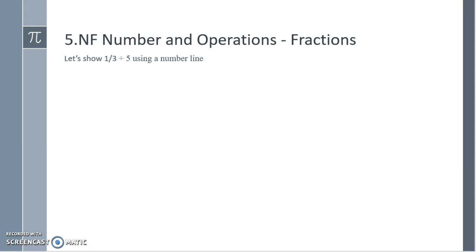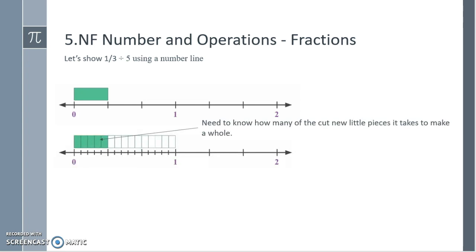Let's show 1/3 divided by 5 using a number line. Here is our number line. I have from 0 to 1 marked off in 3 different pieces, so the piece that we see is the 1/3. Now we need to take 1/3 and divide that into 5 pieces. We need to know how many of the newly cut little pieces it takes to make a whole. I see that it takes 15 of them. Therefore, 1/3 divided by 5 is 1/15.